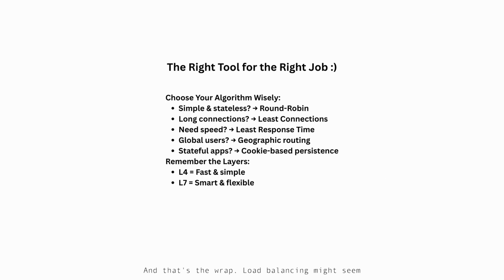And that's the wrap. Load balancing might seem complex, but remember, it's all about picking the right algorithm for your specific needs and understanding when to use L4 versus L7. Real systems like Netflix show us that the magic happens when you combine multiple strategies intelligently. Load balancing isn't just a technical necessity, it's what lets your application grow, survive failures, and serve users worldwide.